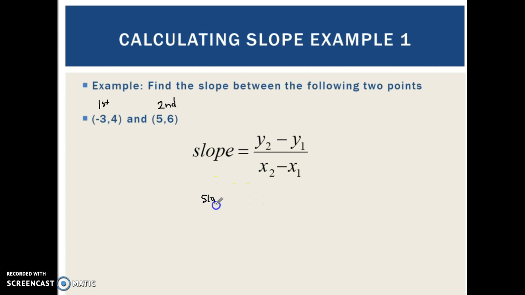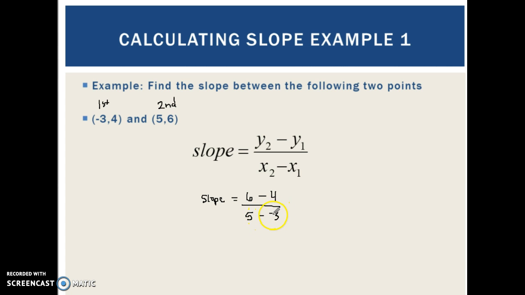So our slope is equal to the change in our y coordinate. So our second y coordinate was 6 minus our first y coordinate of 4. And then in our denominator, make sure you're pulling from the same coordinate. So the x coordinate of our second point is 5. And we subtract our x coordinate from our first point, so subtracting a -3. Make sure you don't treat this subtraction as the negative.